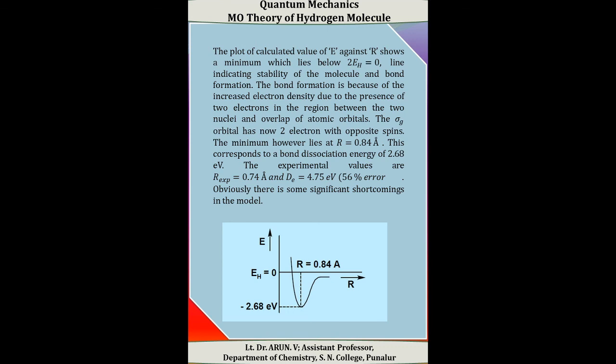However, the experimental values are R equal to 0.74 angstrom and the experimental value of the dissociation energy D equal to 4.75 electron volt. That is, there is a 56% error between the values obtained by this method and the experimental values. Obviously, this is clear that there is a significant shortcoming in this model.